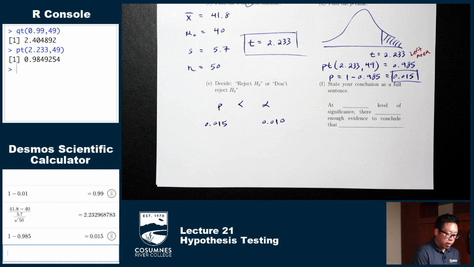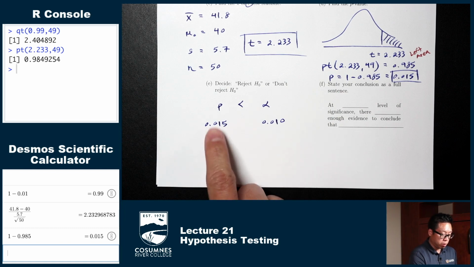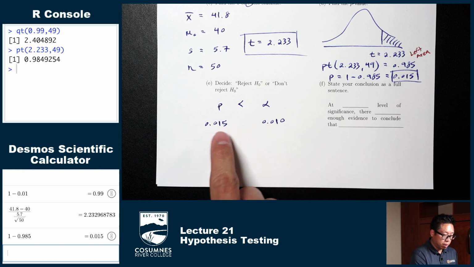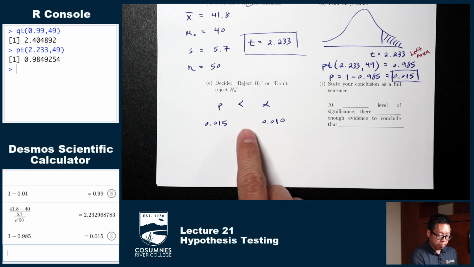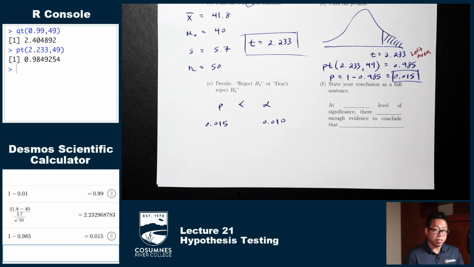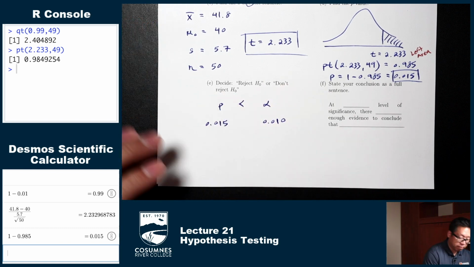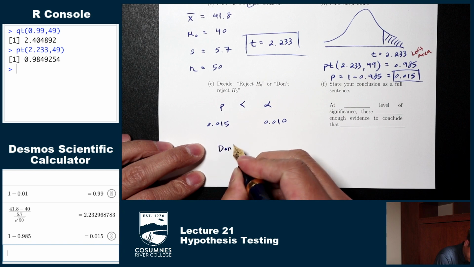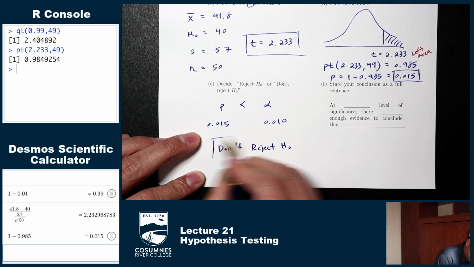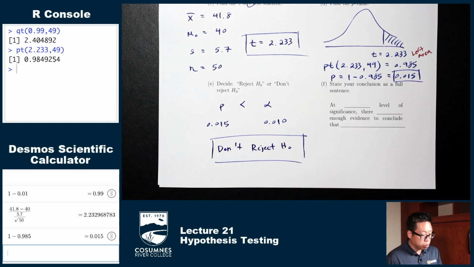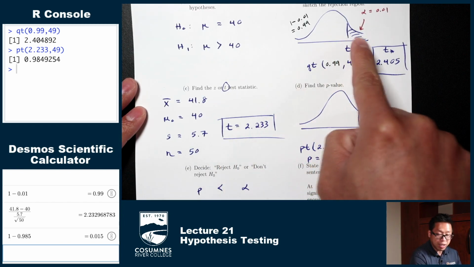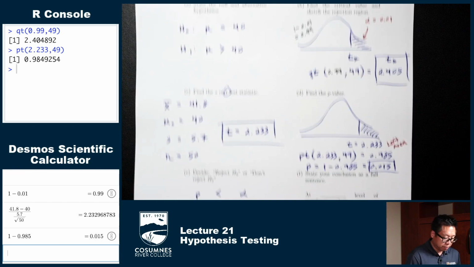And the question is, is the p-value less than the alpha? So 0.015 versus 0.010, which is basically 15 versus 10. So is the p-value less than alpha? It's not less, right? So 15 is not less than 10. So if it's not less, you don't reject. Okay, which is what we predicted would happen when we did the critical value approach. Right? This test statistic was not in the shaded area, so we don't reject.